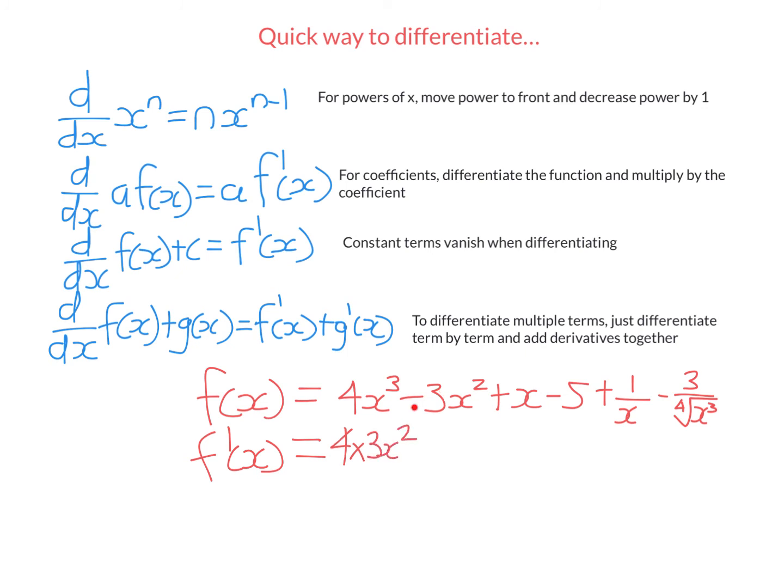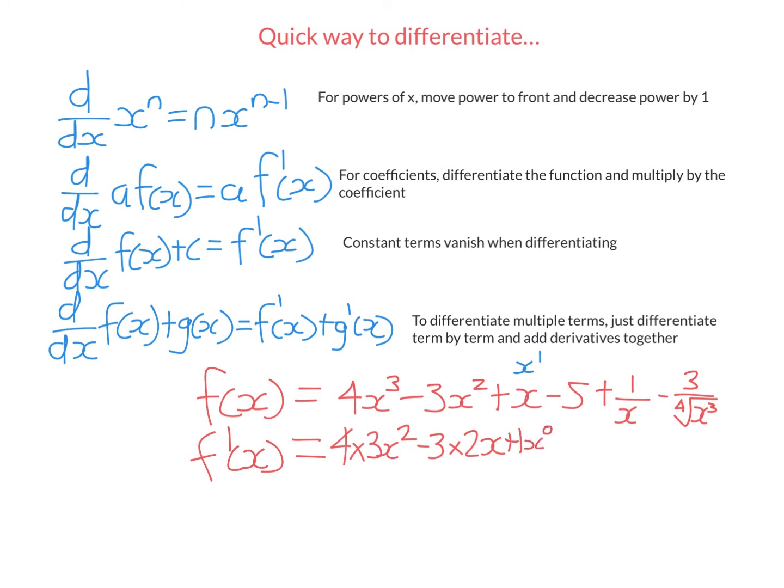Similarly for this next one, note this is a negative 3. I can leave the negative 3 alone for now, move the power to the front and decrease the power by 1. So what would be the derivative of x? Well, remember x is the same as x to the power of 1. If I move the power to the front and decrease the power by 1, I just get 1x to the power of 0.